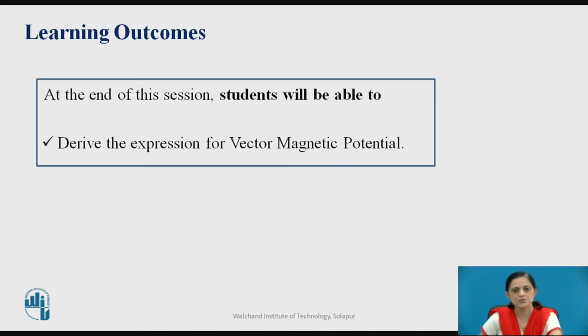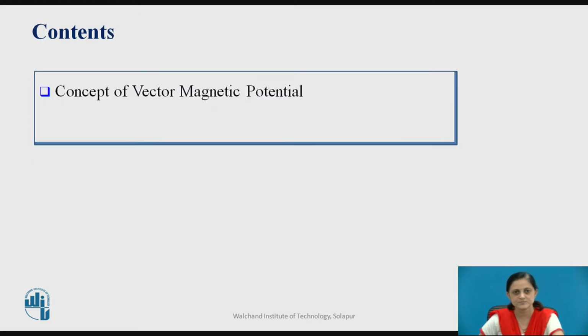These are the learning outcomes we'll see in today's topic. At the end of this session, students will be able to derive the expression for vector magnetic potential. These are the contents.